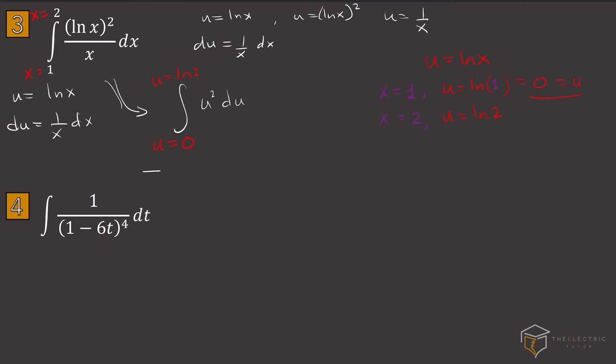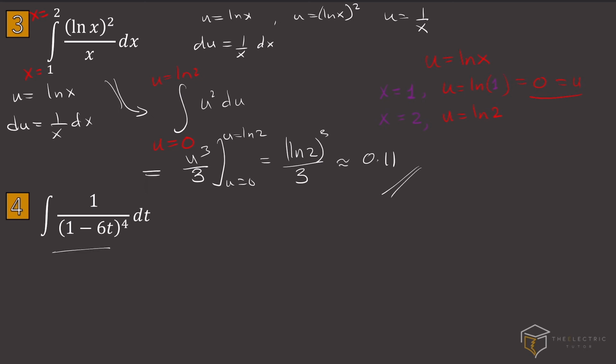So this is going to be u cubed over 3. Evaluating at u equals natural log of 2 and u equals 0, I basically get the natural log of 2 cubed over 3, which is equal to 0.11 more or less. And this is my result.